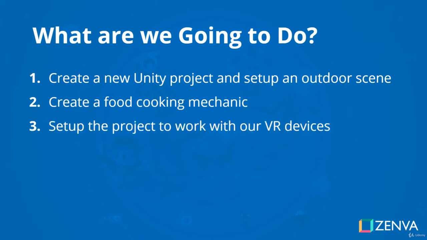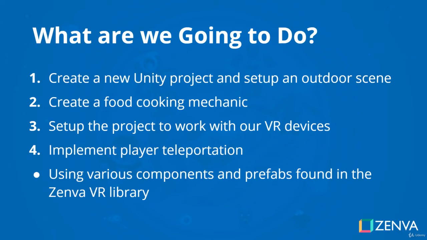And then after this, we're going to set up the project to work with our VR devices. So if you have an Oculus Go, a Rift, a Vive, an Index, any sort of VR headset can pretty much work inside of Unity. And then we are also going to implement player teleportation. So we're going to be able to point our hand pretty much anywhere around and be able to teleport to that location. And this is all going to be done using various components and prefabs found in the Zenva VR library. For the actual VR side of things, there's going to be no programming whatsoever in this course.